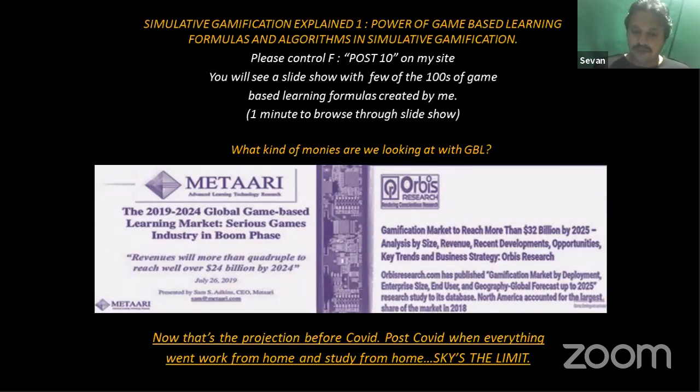In 2019 to 2024, the global game-based learning market sees a games industry boom phase. It was already in a boom phase, and the projection was $24 billion by 2024. This is pre-COVID, before all the schools, colleges and offices shut down. On the right side is gamification, and the projection was $32 billion, the same period, 2024. But this again is pre-COVID. Post-COVID, sky's the limit.